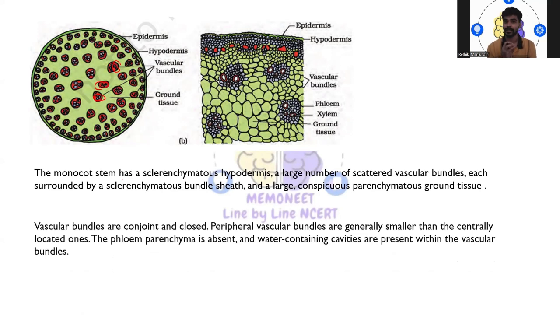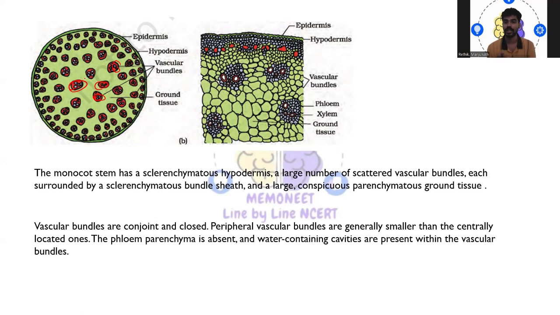See, the vascular bundles that I'm talking about here are conjoint and closed. So we can see here they are conjoint and closed vascular bundles. Then here we also have these peripheral vascular bundles, which we are actually discussing, right?